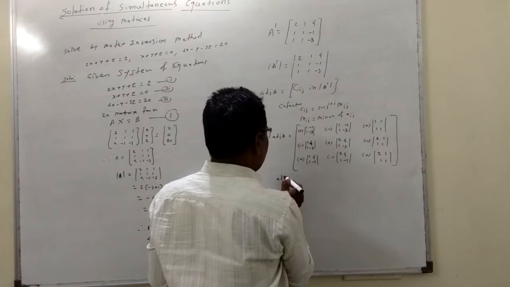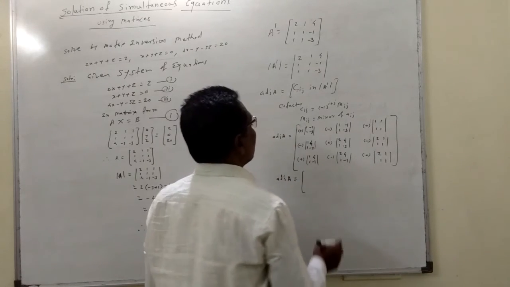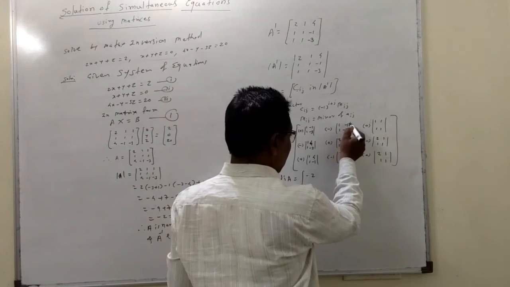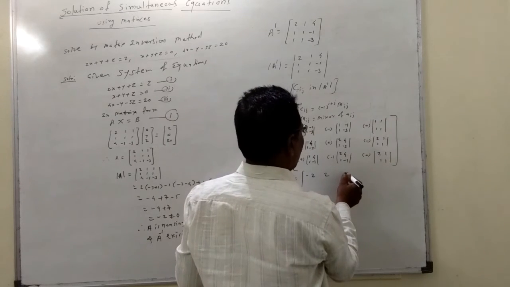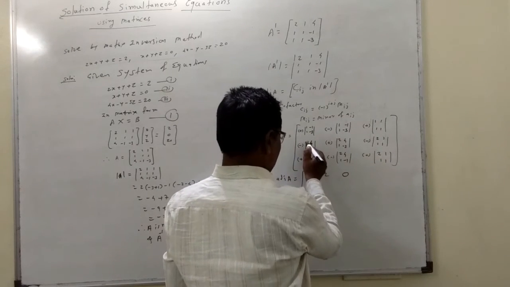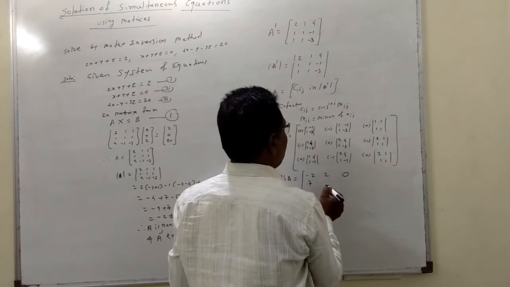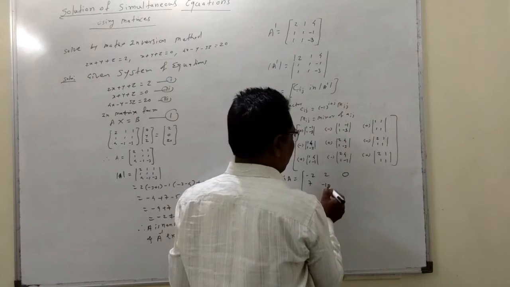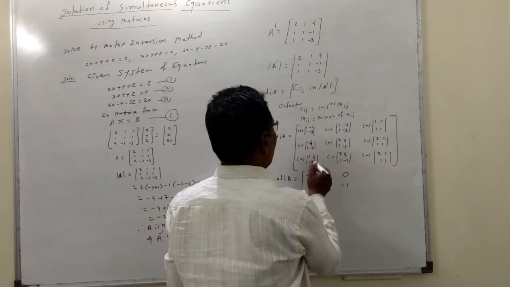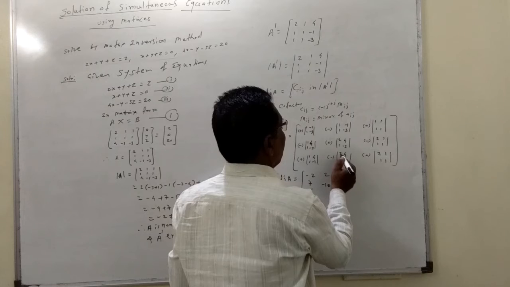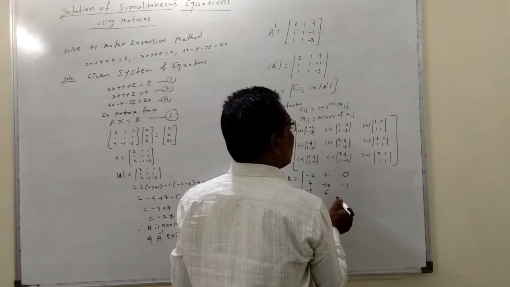So adjoint A is equal to the matrix: minus 3 minus minus plus 1, so minus 2; minus 3 minus minus plus 1, so minus 2; minus minus plus 2; 1 minus 1, so 0; minus 3 minus 4, so minus 7; minus minus plus 7; minus 6 minus 4, so minus 10; 2 minus 1, so 1; minus 1; minus 1 minus 4, minus 5; minus 2 minus 4, minus 6, minus minus plus 6; 2 minus 1 is 1.